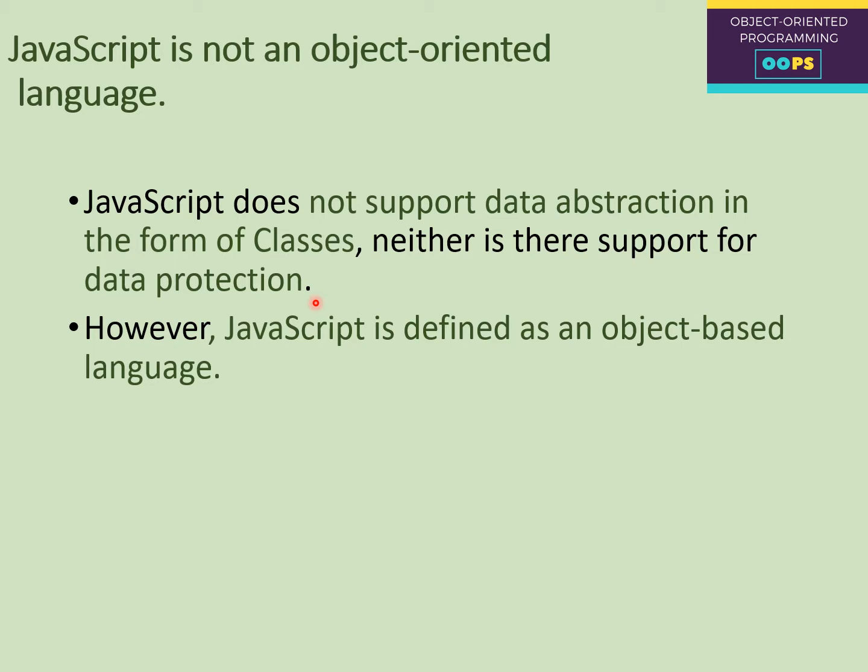However, JavaScript is defined as an object-based language, because JavaScript can include the concepts of encapsulation as well as inheritance in the form of objects. So, JavaScript is not an object-oriented language, but it can be considered an object-based language due to its facilities like encapsulation and inheritance.